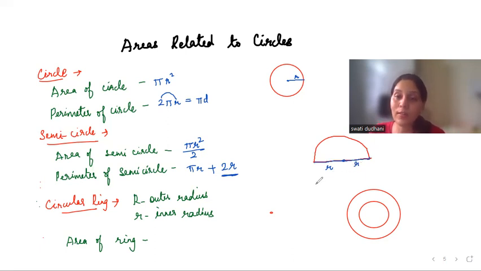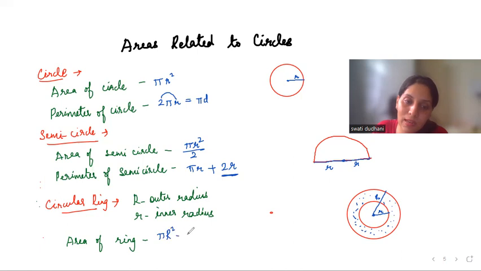Now, circular ring. What is circular ring? Basically, it's a concentric circle. Here you have two circles with a common center. This is the small r for the smaller circle. This is the capital R for the larger circle. Now, to find area of this ring, area of the ring is basically this dotted portion. It is outer area minus inner area. So basically pi capital R square minus pi small r square. I can write pi into capital R square minus small r square.